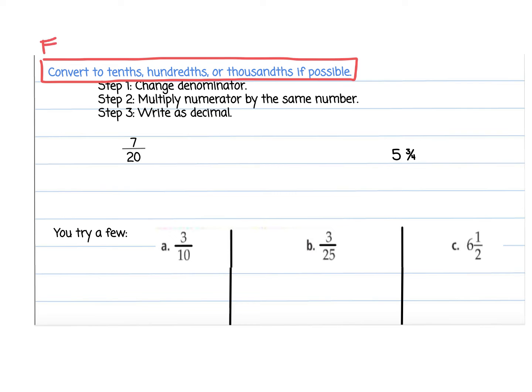So fraction to decimal, write this down. One method: convert to tenths, hundredths, or thousandths if possible. Pause me and write that and then come back.